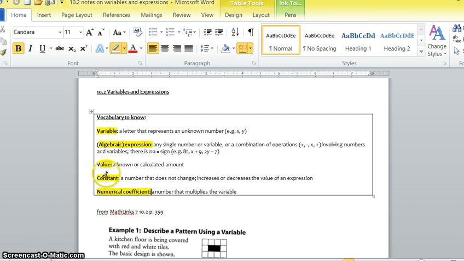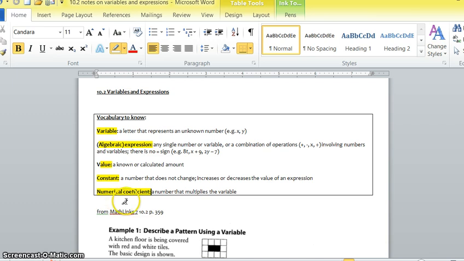The next term is value. It's an unknown or calculated amount. The next term you may not be familiar with. It's called constant. It's a number that does not change. So it's obvious in the word constant. It increases or decreases the value of an expression.